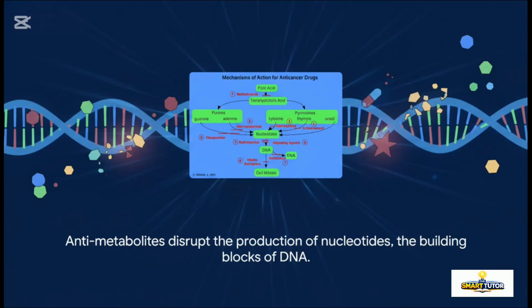The strategy is brilliant, really. Agents like methotrexate and 5-fluorouracil get into the system and just mess with the production of purines and pyrimidines, those are the essential building blocks for DNA. By shutting down these supply lines at such a critical moment, they pretty much starve the cell of the materials it absolutely has to have to replicate.